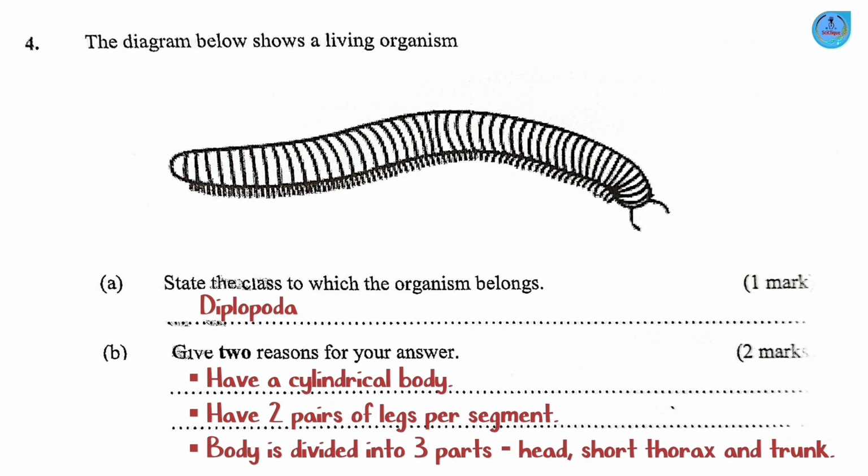Now, I want to say this. If you decide to choose this point, then you cannot leave it as such. You cannot write it as 3 body parts. No, you have to state what the body parts are. So you have to state that the body is divided into 3 body parts. Yes, the head, a short thorax, and of course the trunk. And yes, specify that the thorax is short.